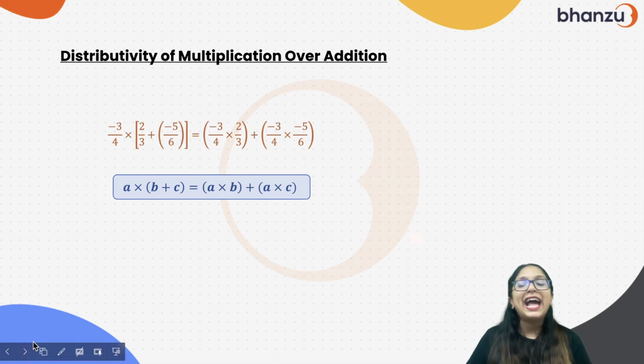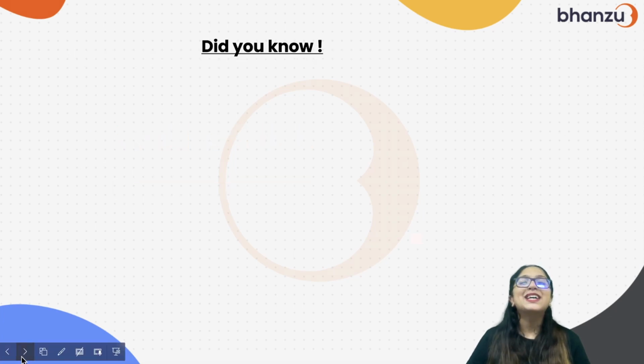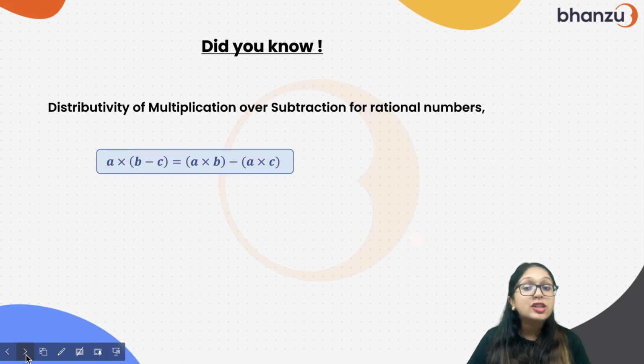So let's move ahead and we will be looking at the question also. This is the same question that we did, right? Minus 3 over 4 multiply 2 over 3 plus minus 5 over 6. It is okay if I multiply minus 3 over 4 by 2 over 3 and then minus 3 over 4 by minus 5 over 6. This is true in both the cases. Now, did you know that this is true for subtraction also? Yes, do you really want to check it?